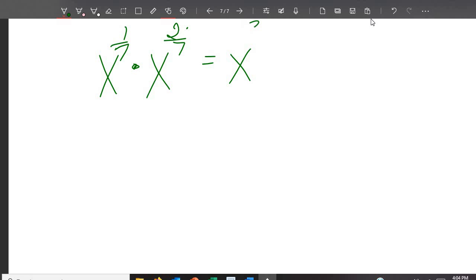Now, we're also going to have to use the rules for exponents when we're multiplying. Well, let's change that to a 7. When we're multiplying variables, we're going to use the same rules for adding exponents. Now they're just going to be fractions. So 1/7 plus 2/7 is 3/7. That's the answer. You don't do anything else.